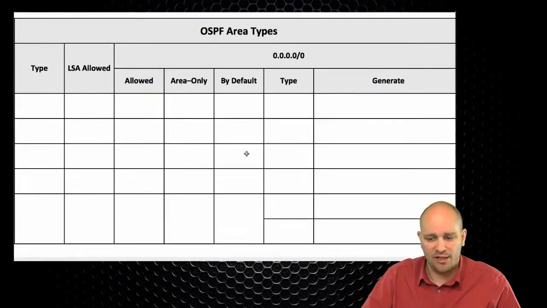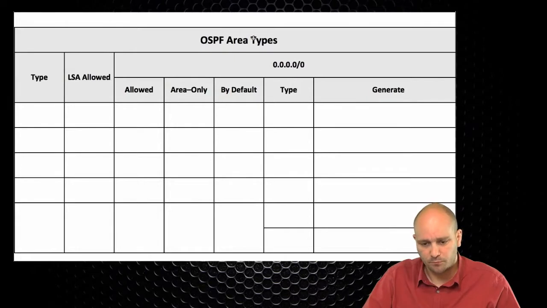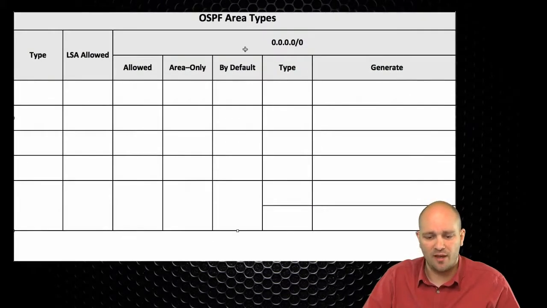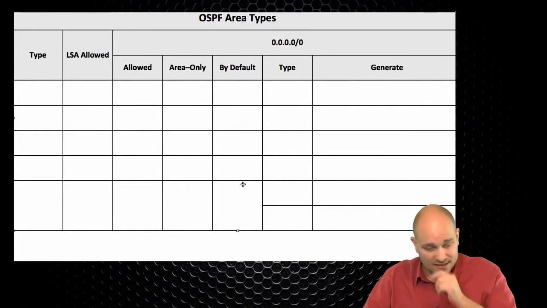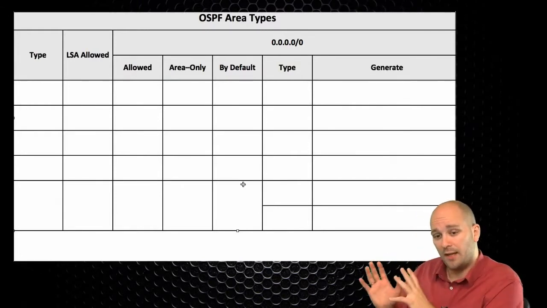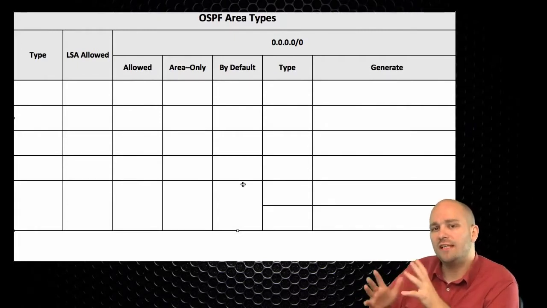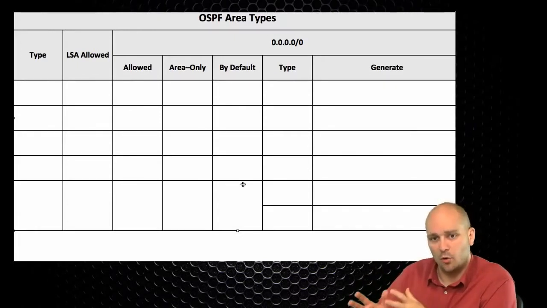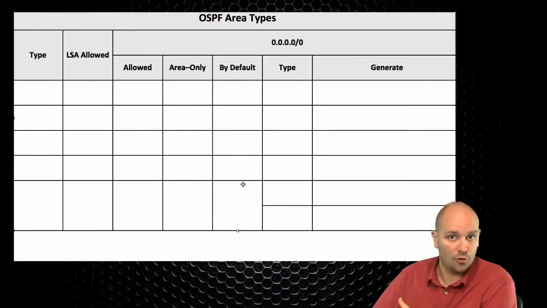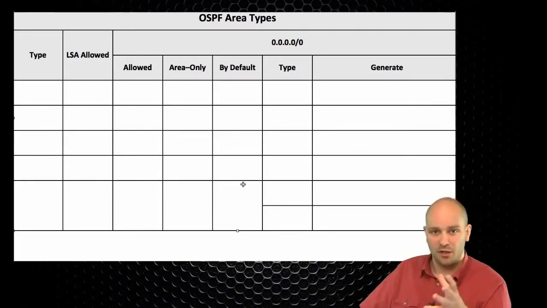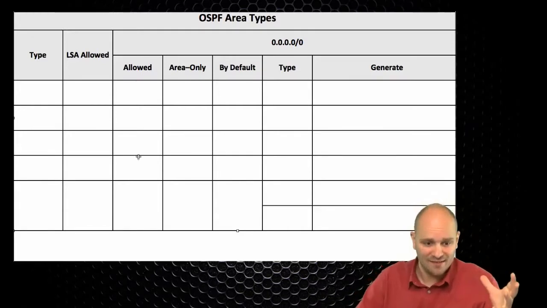Now, this other table that we are going to be working on is the table that deals with OSPF area types. The way this table is going to work is I want to pay a great deal of attention to the behavior of the default route in OSPF, because the default route in OSPF is an area of concern for many students, because it's not exactly straightforward the way the default route behaves in OSPF.